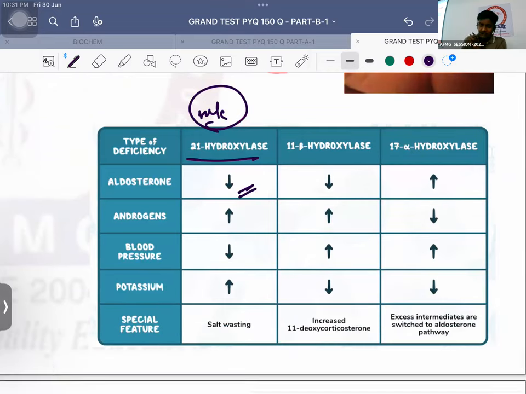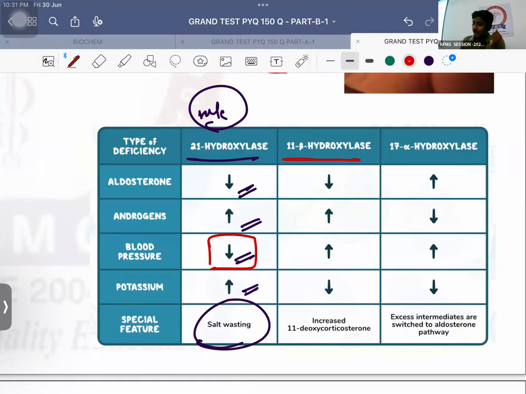Here the aldosterone levels will be low, androgen levels will be high. It's because of which ambiguous genitalia occurs. Blood pressure will be low because it is a salt wasting type. Okay, and the potassium levels will be high. Blood pressure is low in the patient because it is salt wasting. When sodium is lost, fluid is also lost, and therefore BP is low.